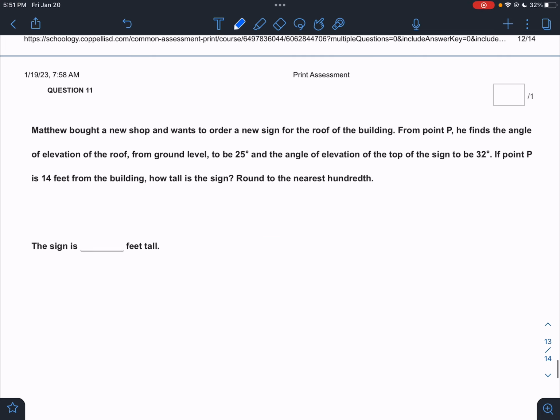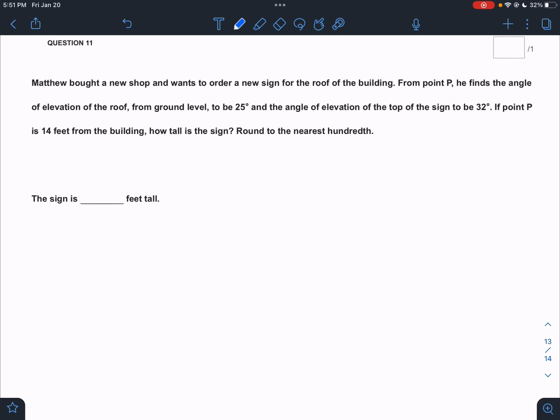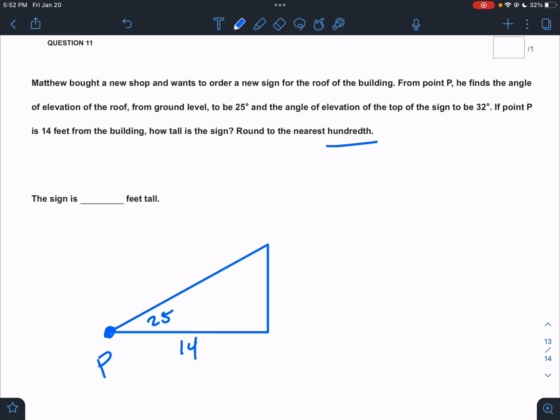Perfect. Matthew bought a new shop and wants to order a new sign for the roof of the building. From point P, he finds the angle of elevation to the roof. Oh, we did this exact question in class, basically. Actually, the last video, if you're watching the videos, to be 25 degrees. And the angle of elevation to the top of the sign to be 32 degrees. If point P is 14 units away, how tall is the sign? Round to the nearest hundredth this time. Okay.